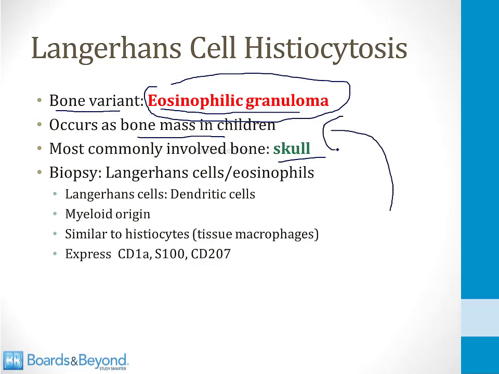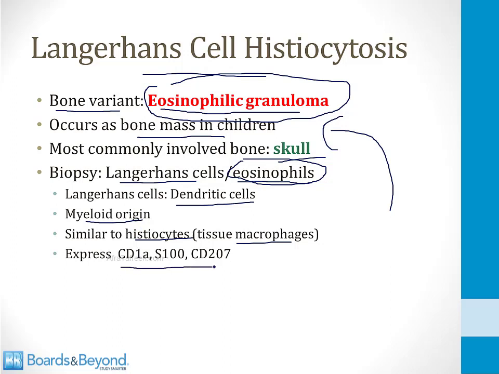So in a board question, they will describe a bone mass in a child in the skull, and you may be thinking of some of the tumors we've talked about in this video, but that's not what it is. The way you will know it's a Langerhans cell histiocytosis case is that in the biopsy, they will describe the presence of Langerhans cells and also eosinophils, and it's very important to remember eosinophils. Now, Langerhans cells are dendritic cells. They come from myeloid origin, but they are similar to histiocytes, which are tissue macrophages. That's why this disorder is called Langerhans cell histiocytosis. And they express very strange surface markers like CD1A, S100, and CD207. And I talk about all this in the hematology video.